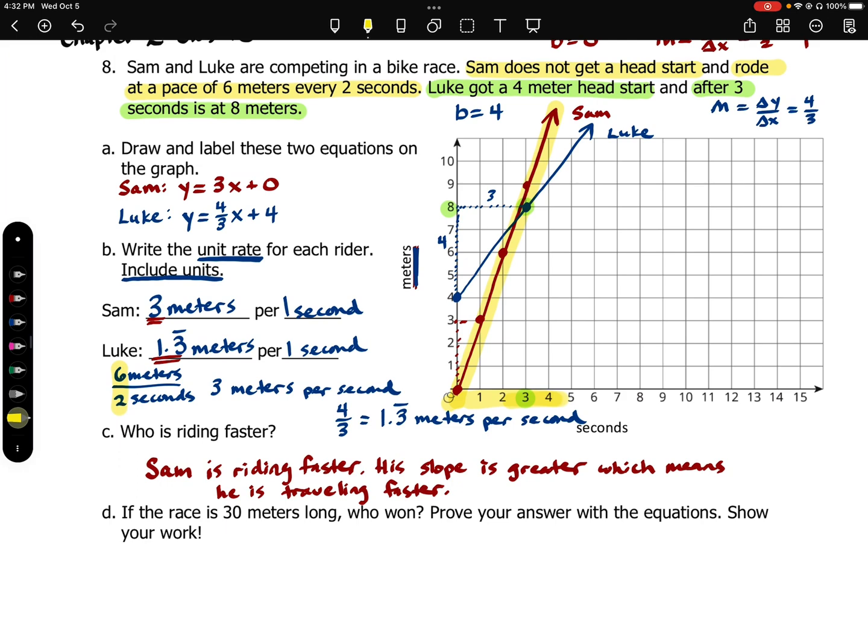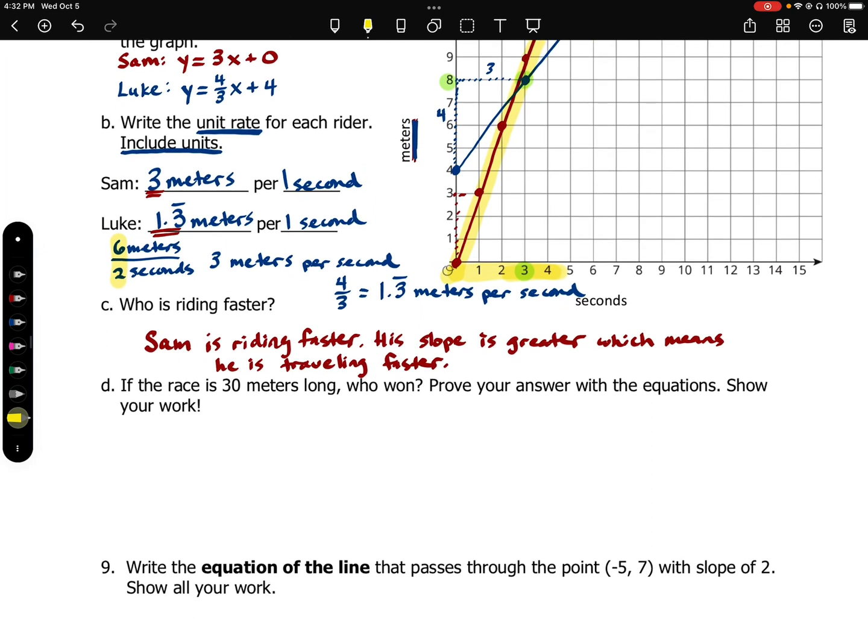But if we're going to do it algebraically, we can figure this out. We're going to take their two equations, right? So we said that Sam was y equals 3x plus 0. We said that Luke was y is equal to 4/3 x plus 4.